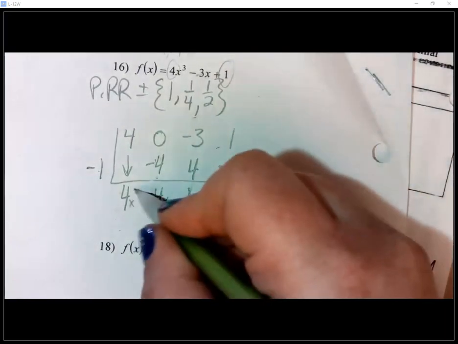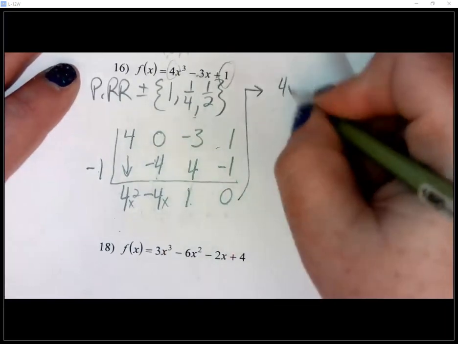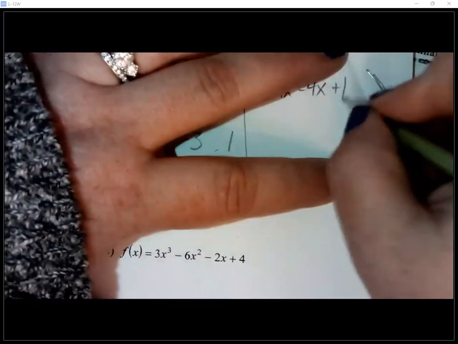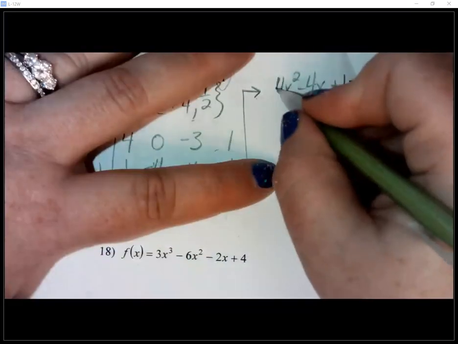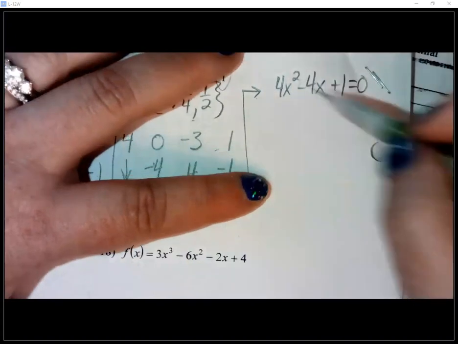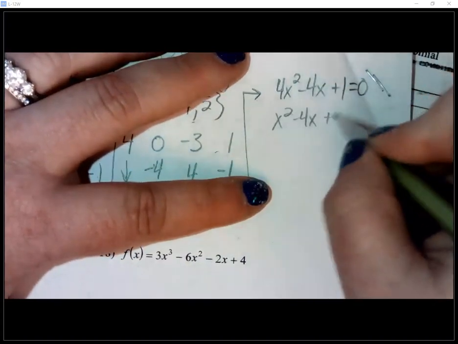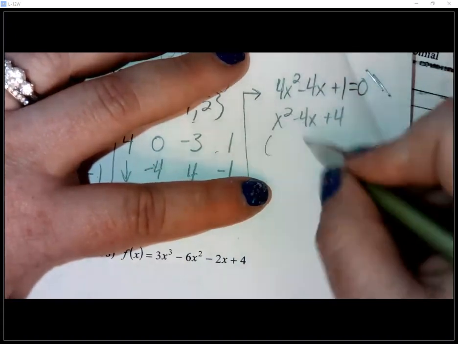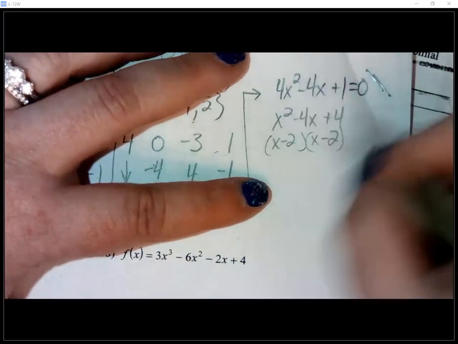So now I have this quadratic, 4x² minus 4x plus 1. And I can solve quadratics all day long because that was our entire last chapter. So I'm going to try and factor this thing. Let me see if I can do slide and divide here. X squared minus 4x plus 4. Are there factors of positive 4 that add to be negative 4? Yes. Minus 2 and minus 2, right? I did the slide, now I do the divide.